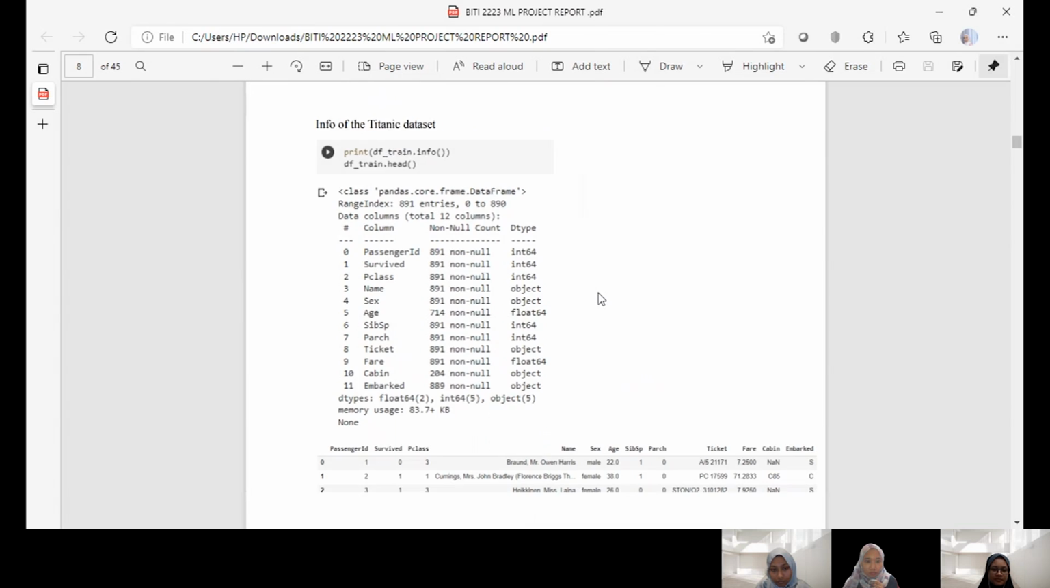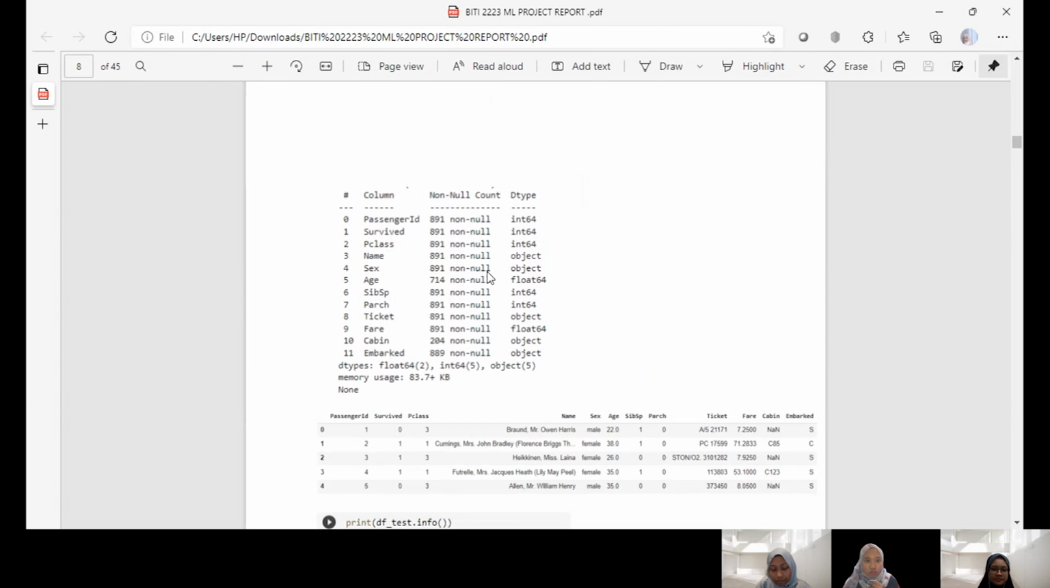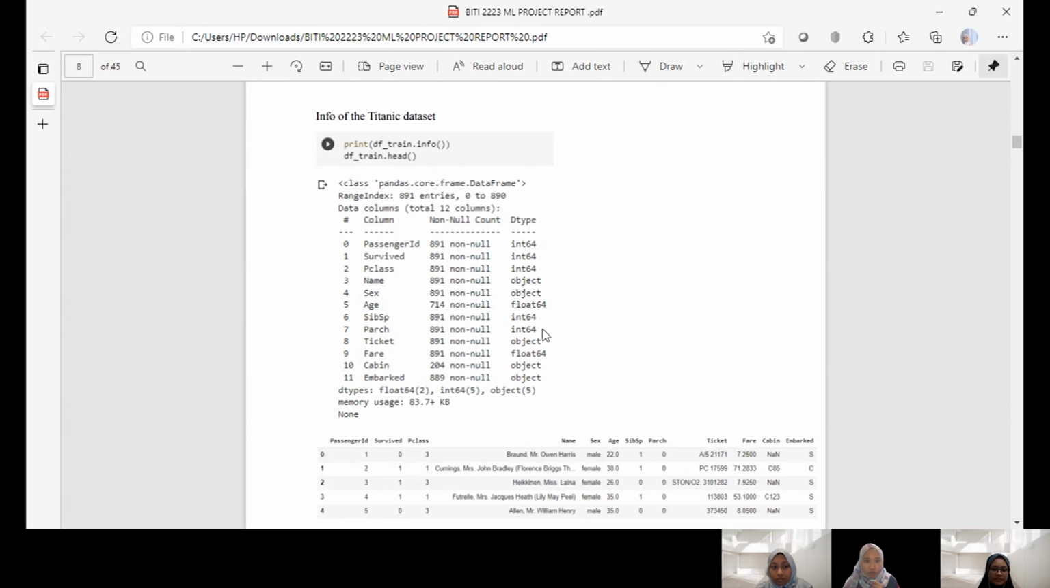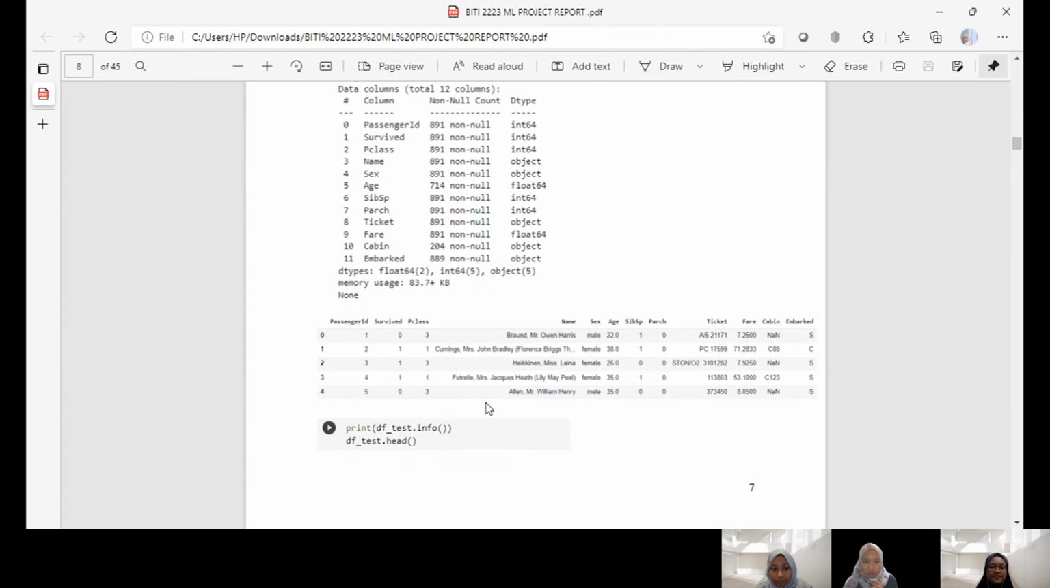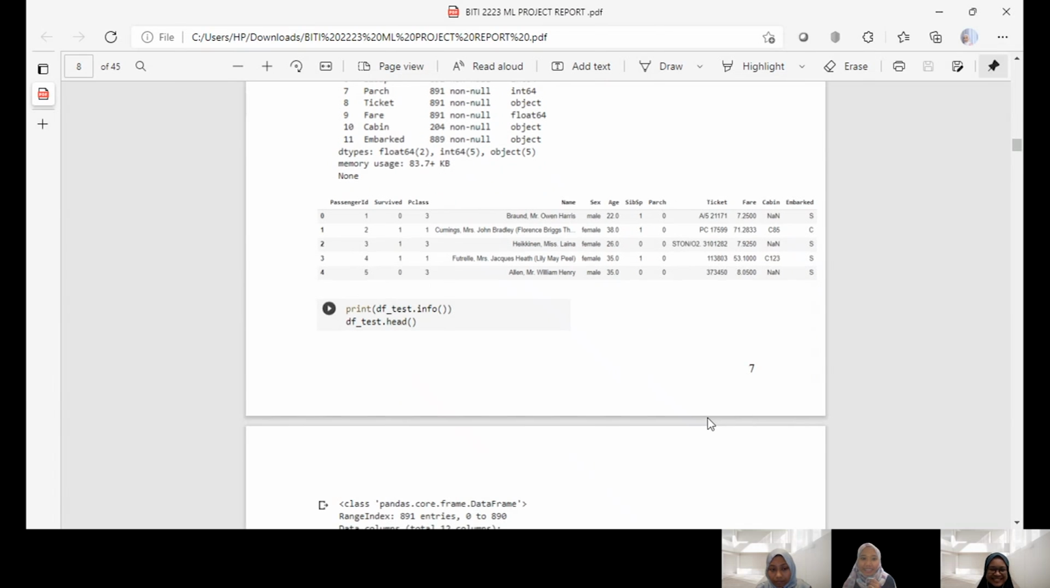print df_train.info. Here we will use df_train.head, which shows the first 5 rows of the data, which we can see from here. Then we will print the test info also.